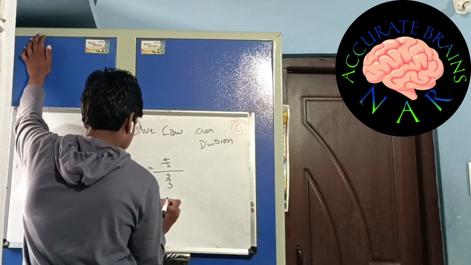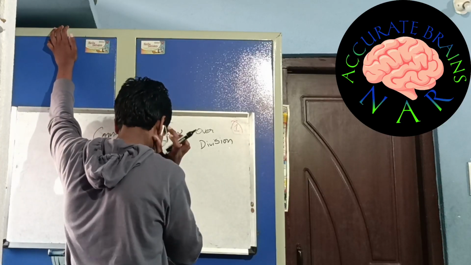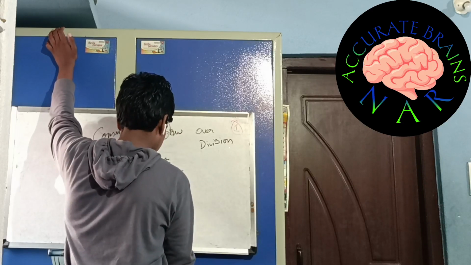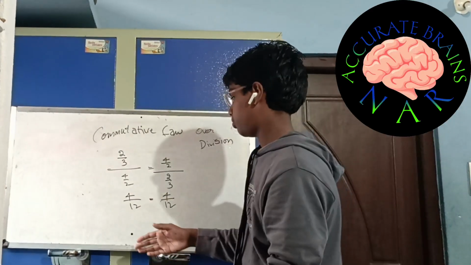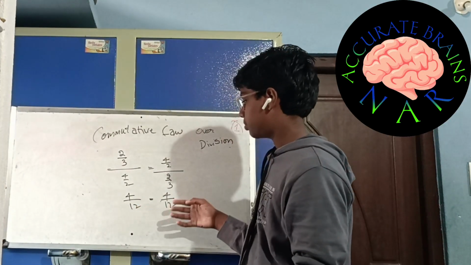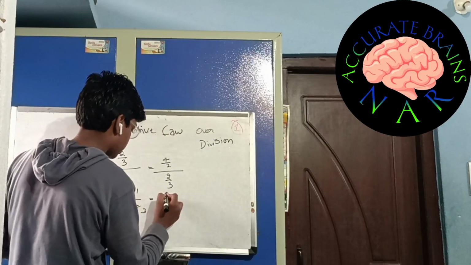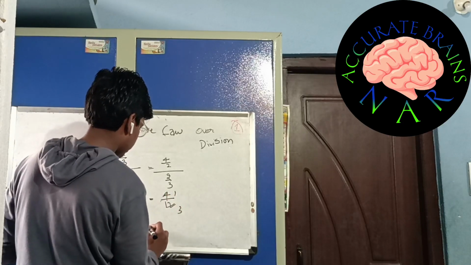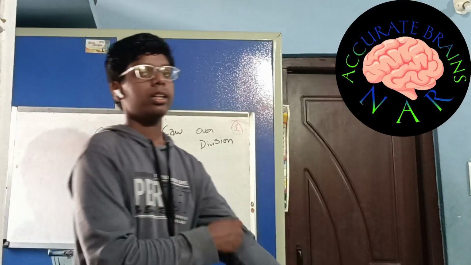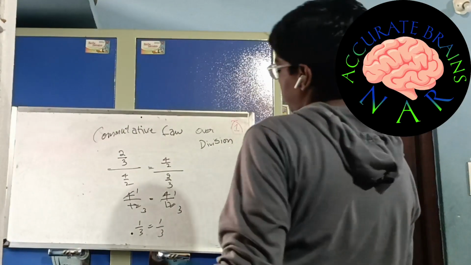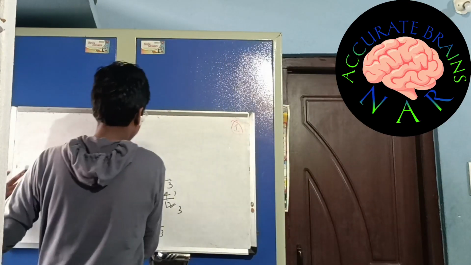So we get 4 by 12 and 4 by 12. As we discussed in division of rational numbers, if we cancel them, 4 ones are 4, 4 threes are 12, so we get 1 by 3 is equal to 1 by 3. So here the commutative law over division is satisfied under rational numbers. So the commutative law of division is completed. The whole commutative law is completed here.